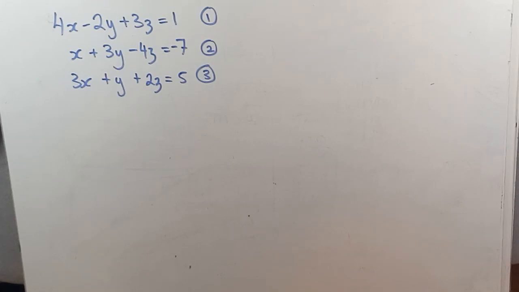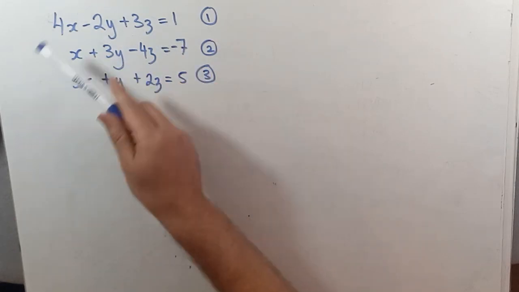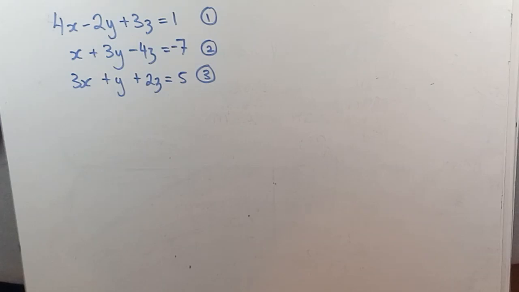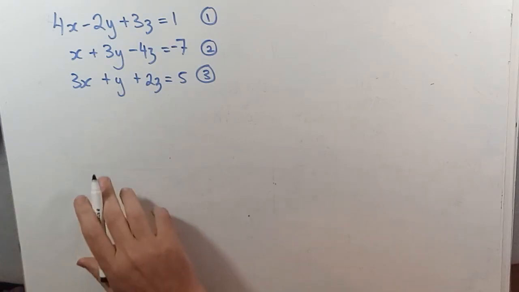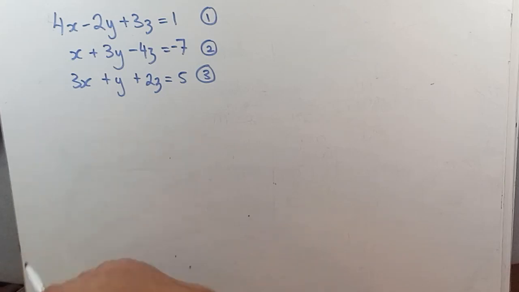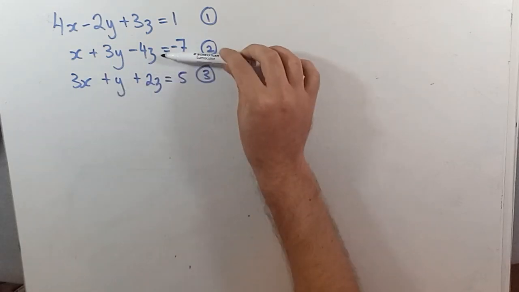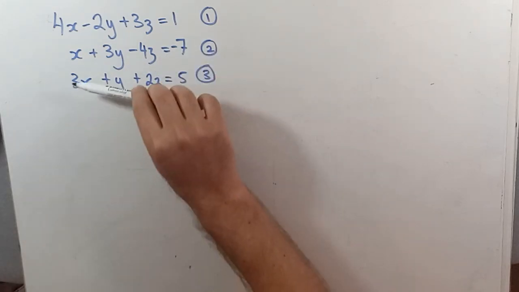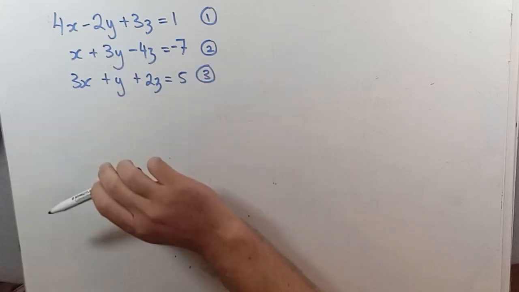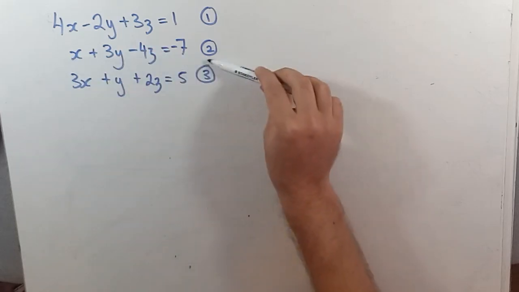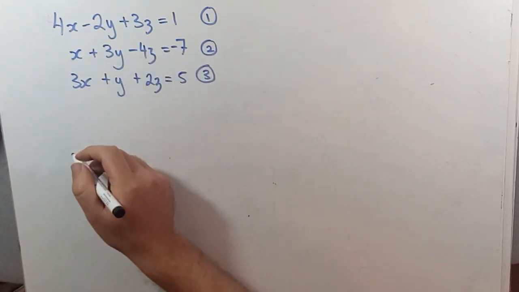Okay, let's see if we can do this system of linear equations with 3 unknowns by hand. Okay, so what are we going to do? We're going to pick 2 equations and eliminate a variable. We're going to try and eliminate the variable x, so we're going to use equation 2 and 3. How are we going to eliminate the variable x? Well, let's multiply this one by 3 and then minus them away from each other.